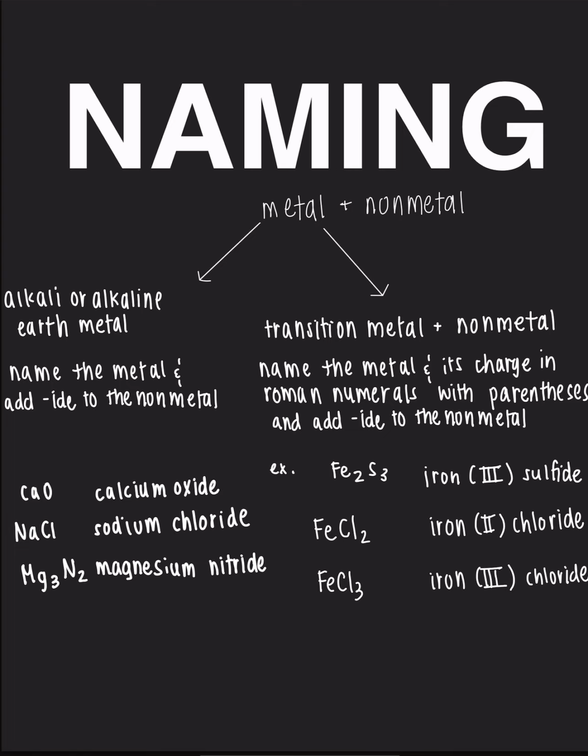So you name the metal and the charge in Roman numeral with parentheses. And then you add "ide" to the non-metal. So a way of highlighting what I just said is I'm going to jump to iron 2 and iron 3 chloride. If you have iron 2 chloride, that means that 2 is the charge for iron. If you have iron 3 chloride, you have 3 as the charge for iron. And you're like, okay, why does that matter? Well, you change your formula for one.